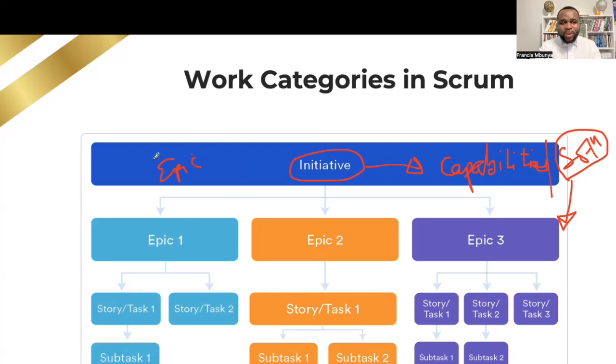Now, the epics on this one are the ones you see on your Jira board. These are called Jira epics. So there is a differentiation between portfolio epics and Jira epics. But I don't want you to pay attention to that. I want you to pay attention to what you normally see in a Scrum environment. You start seeing from here.